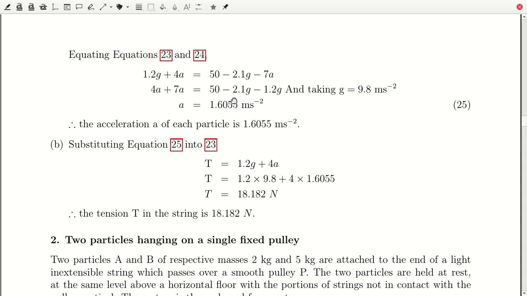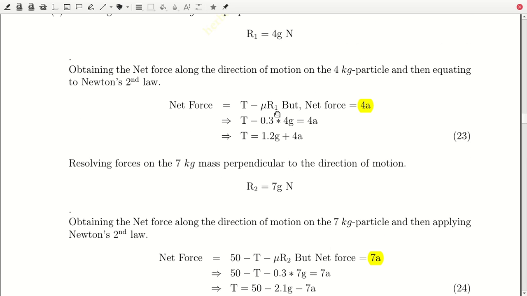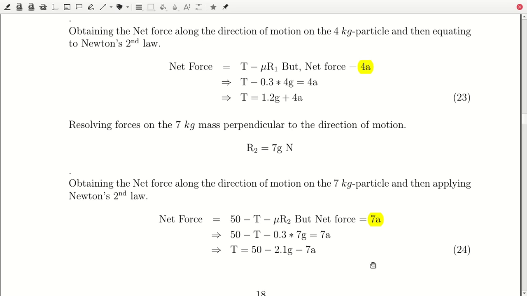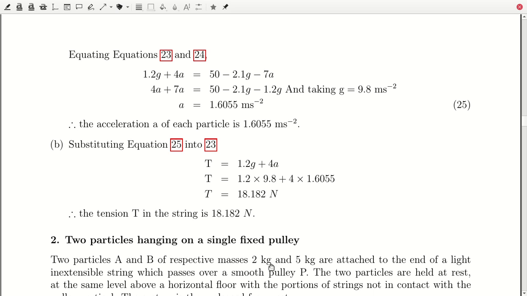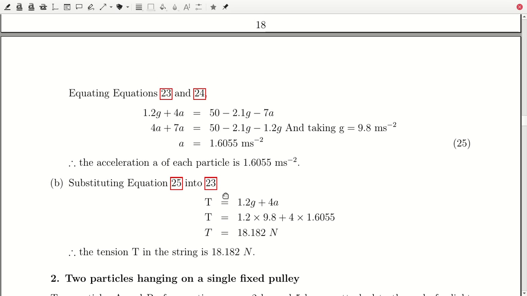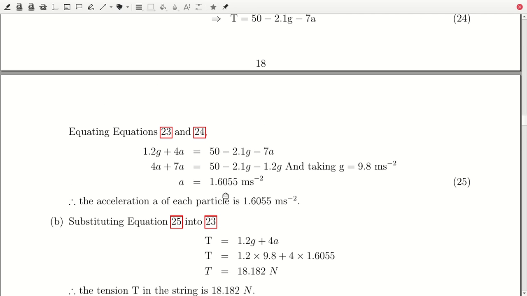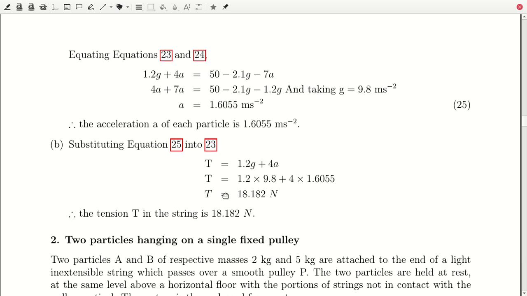When I'm speeding, you can pause and watch through the steps. So if you substitute A equals 1.6055 into either equation 23 or equation 24, you will solve for the value of T, which is the tension in the string. So this was an example of two particles being pulled horizontally, connected by a string. So let us try a different example this time.